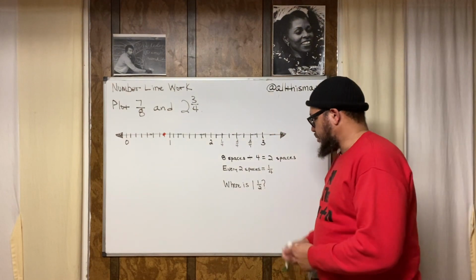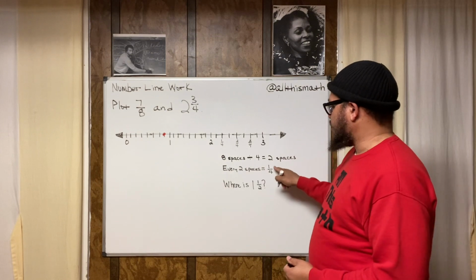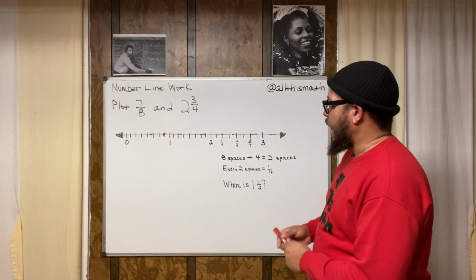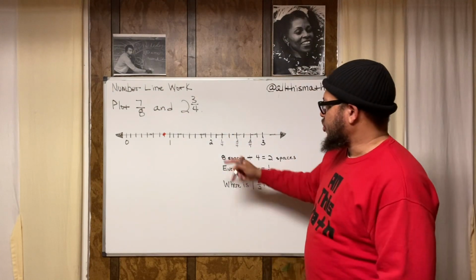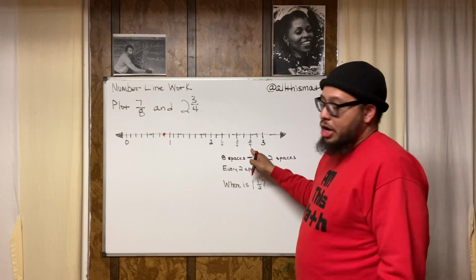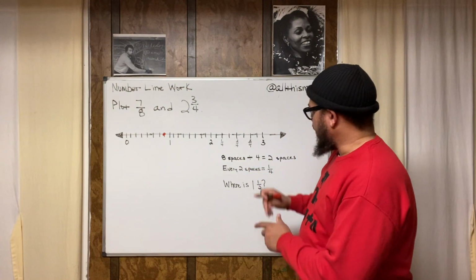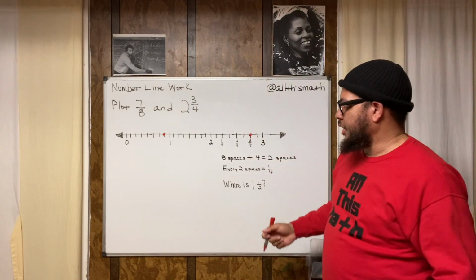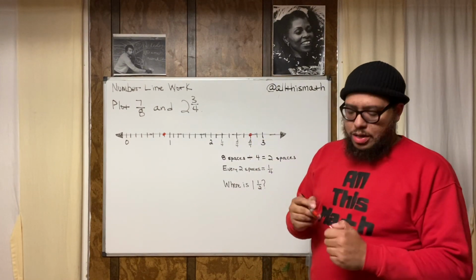Now, look what we did. Every 2 spaces is 1/4, or a quarter, right? So now we can plot 2 and 3/4. We go to 2, then we count 1/4, 2/4, 3/4, and I already labeled it. So all you got to do is do this. 2 and 3/4 is right there. But understand how you do it.